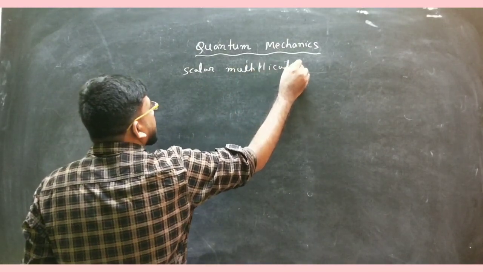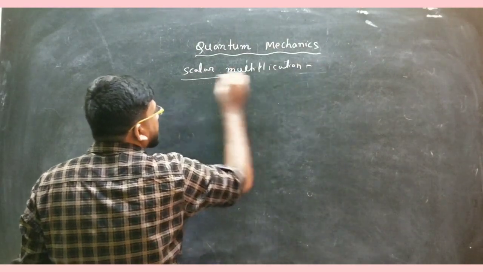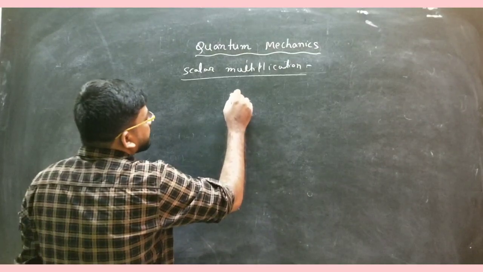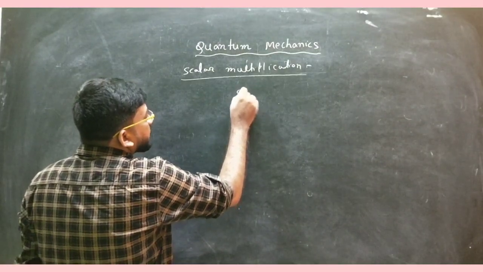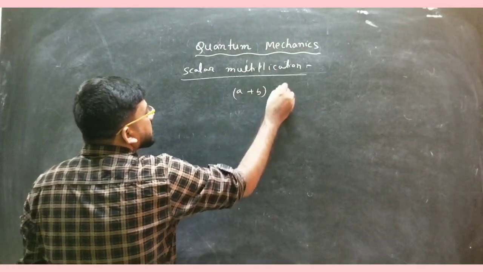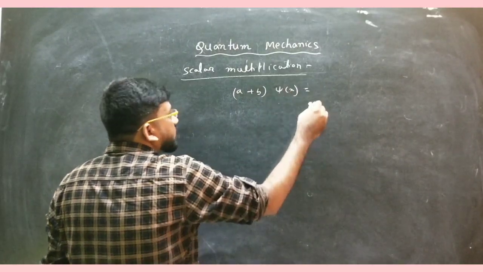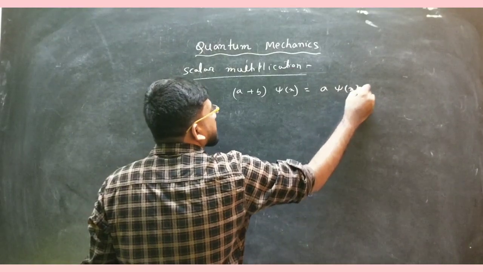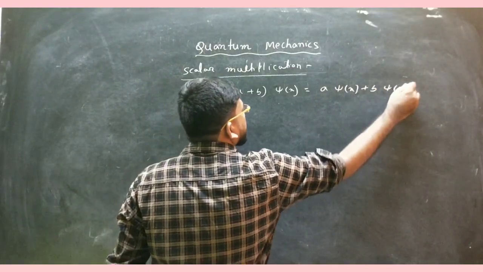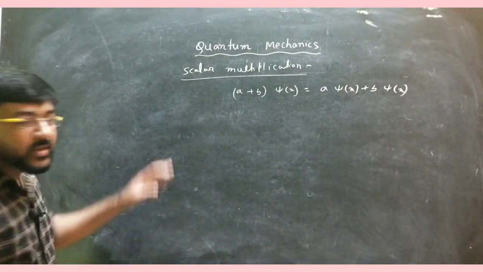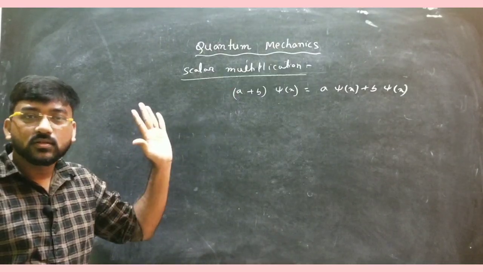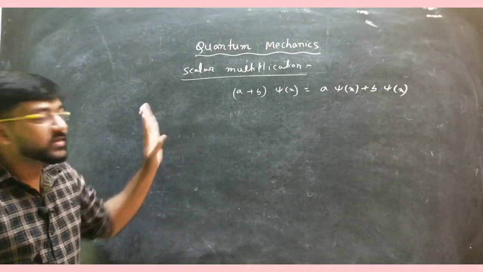We have the scalar quantities a, b, c, etc. that we took earlier. If you multiply a plus b with some function psi of x, it will be a psi of x plus b psi of x. The property is very simple, but we will use it in very complex situations. That's why you need to understand this.